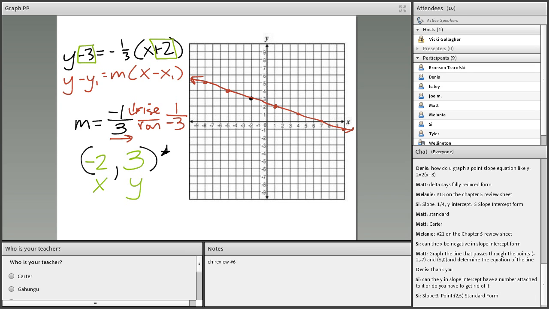Matt, I need the form again, hun. We can definitely graph that and we can write an equation, but I need to know what form you want the equation in. Slope-intercept, point-slope, or standard.